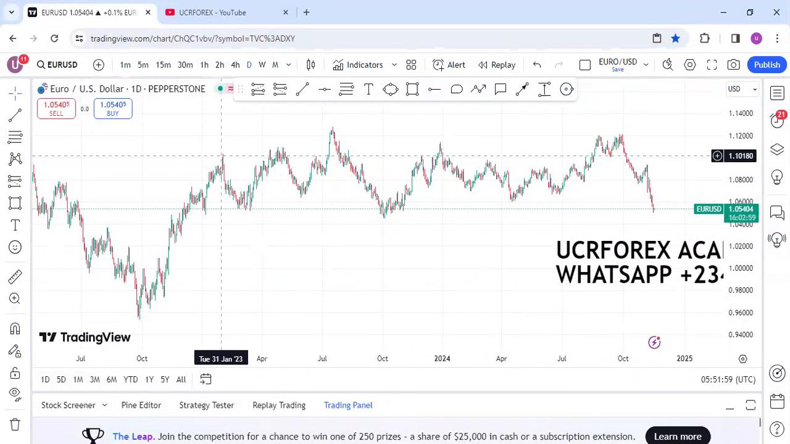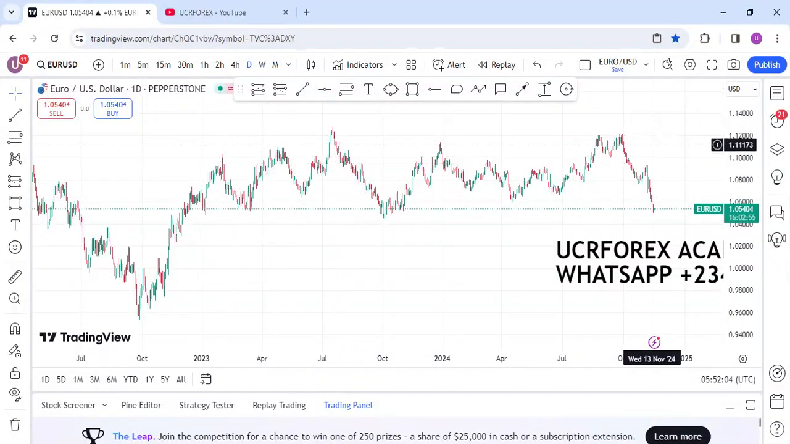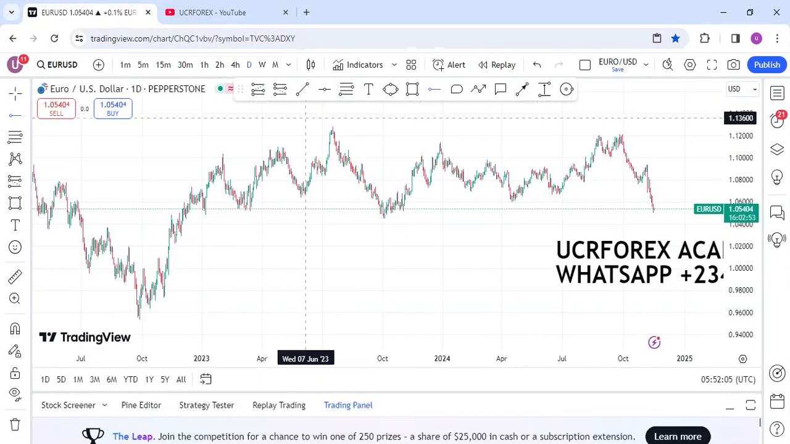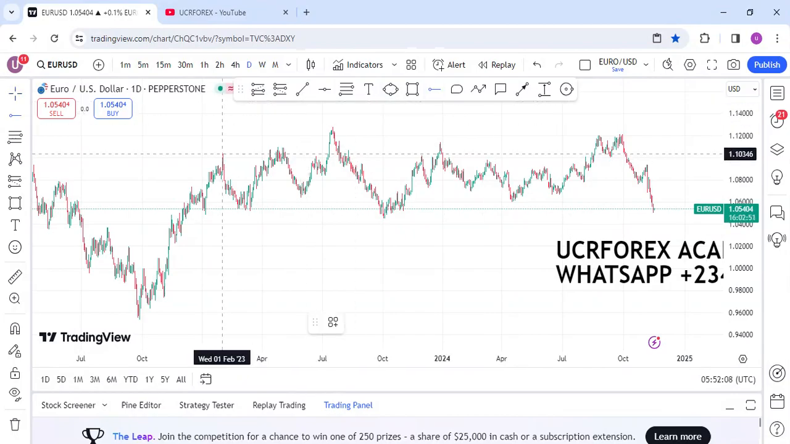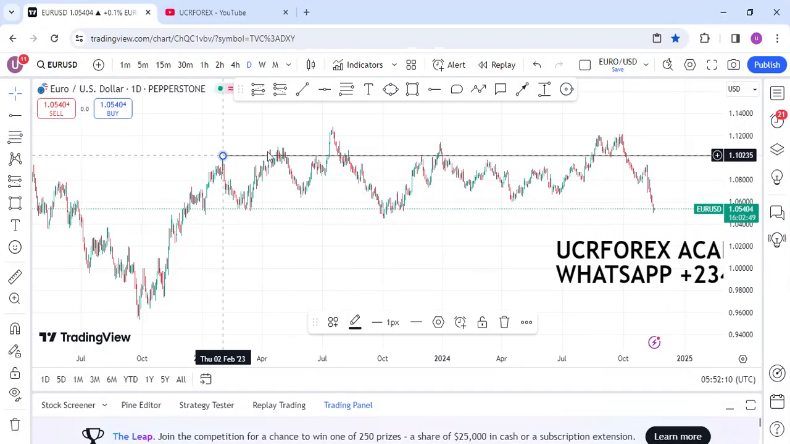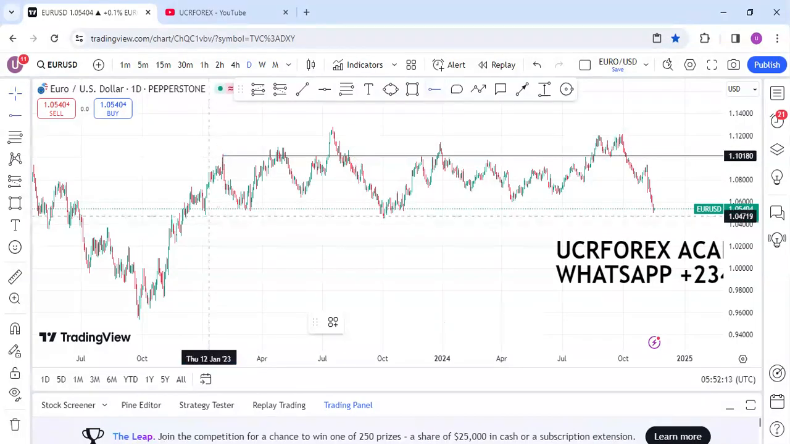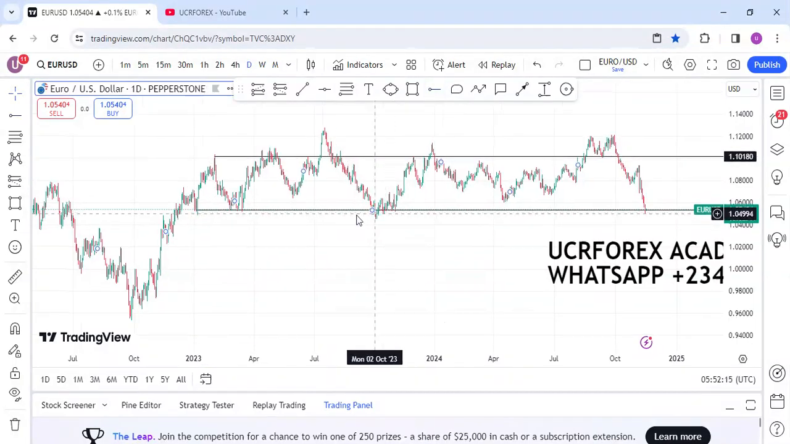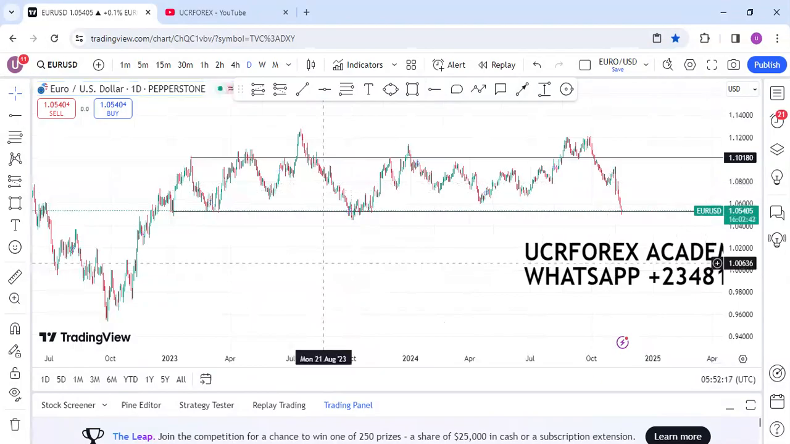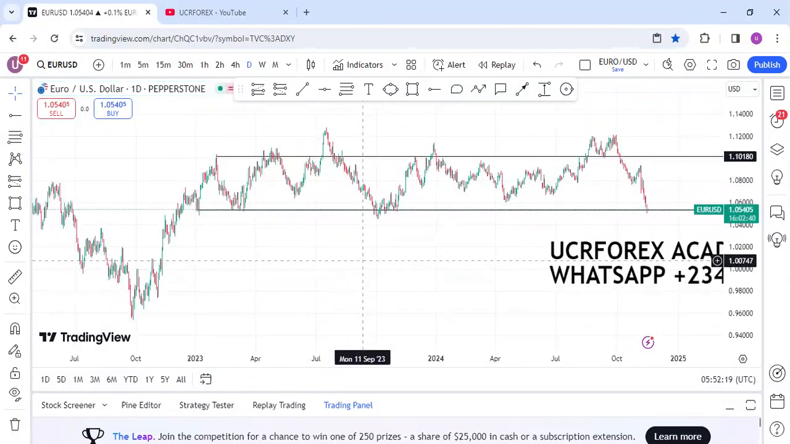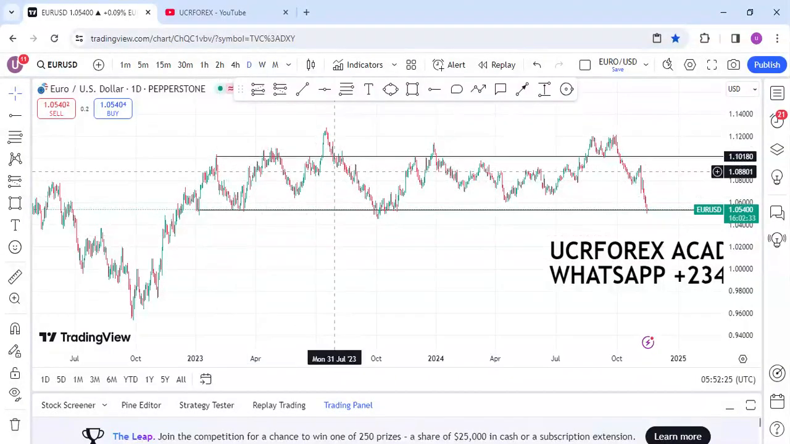So we're gonna be plotting from this very particular high, regardless of all this, and extend it to the future. You see, I'm gonna be using my horizontal tool and keep it this way, and I also place it at the low like this. You can see we have marked out the high and the low of this range. You know that the high is a resistance zone, and the low is a support zone.